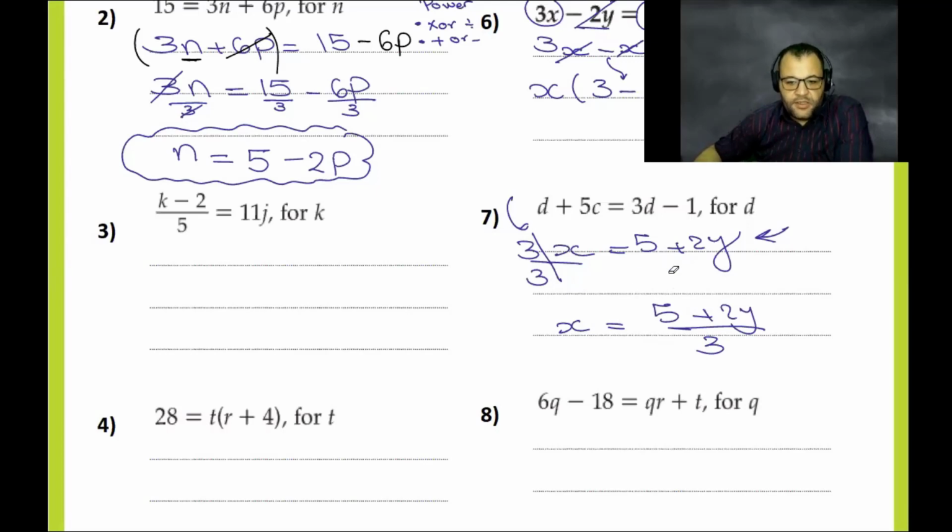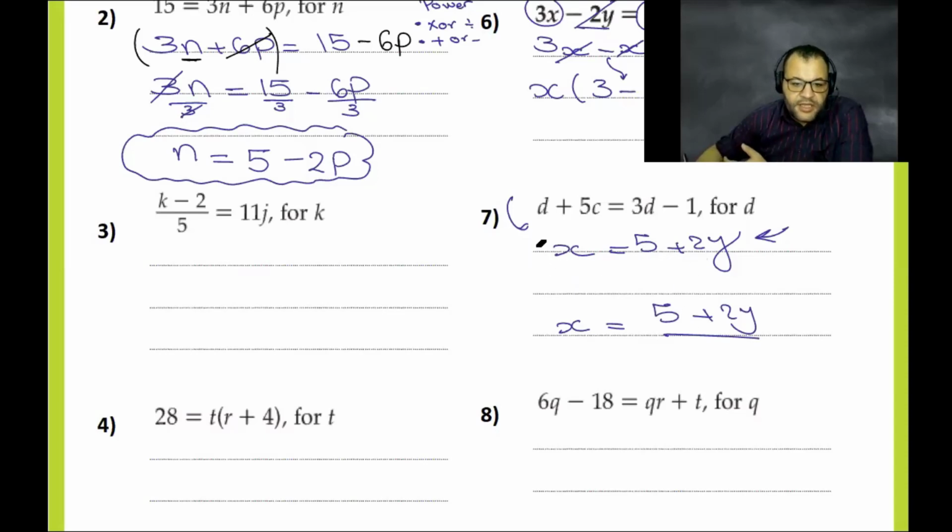So the answer now will be (5 plus 2y) over 3. When I have 4x, how can I solve this one? I just divide by 4. So the answer now will be (5 plus 2y) over 4. Is that right? Yes. Okay. Suppose that I'm saying that ax equals 5 plus 2a. How can I solve this one? Just divide by a, the number beside x. Is that right? Yes. Sure.